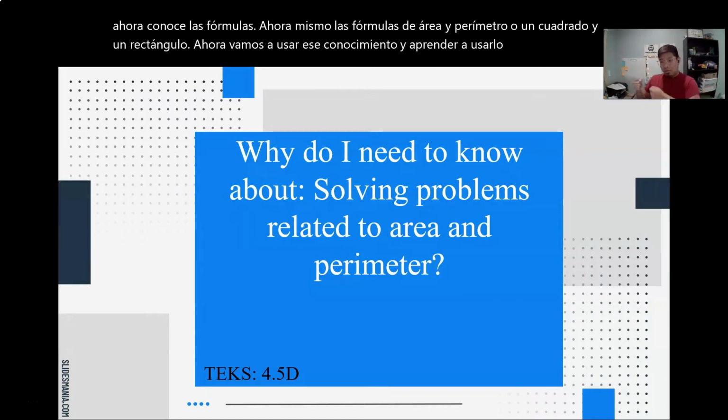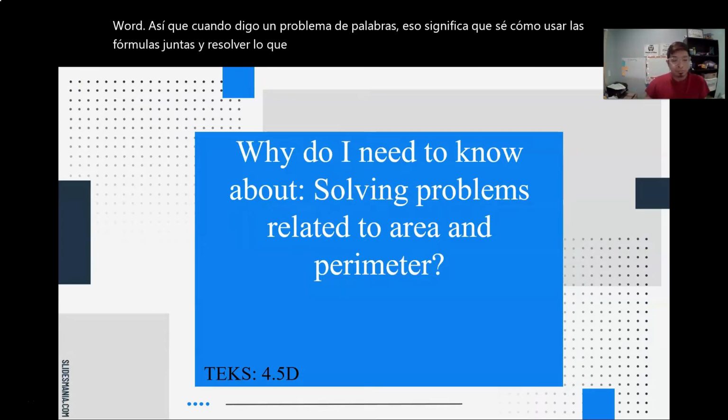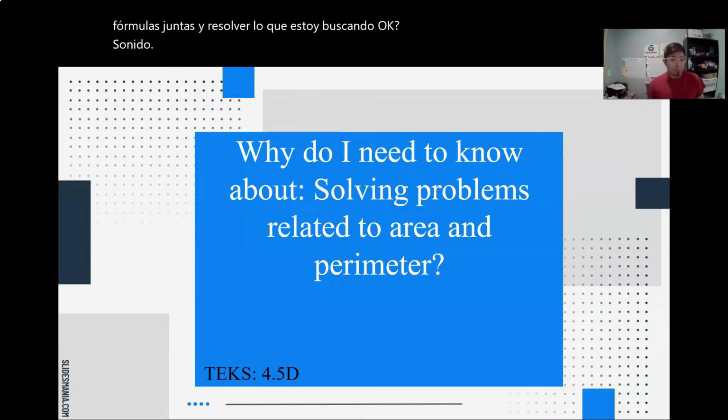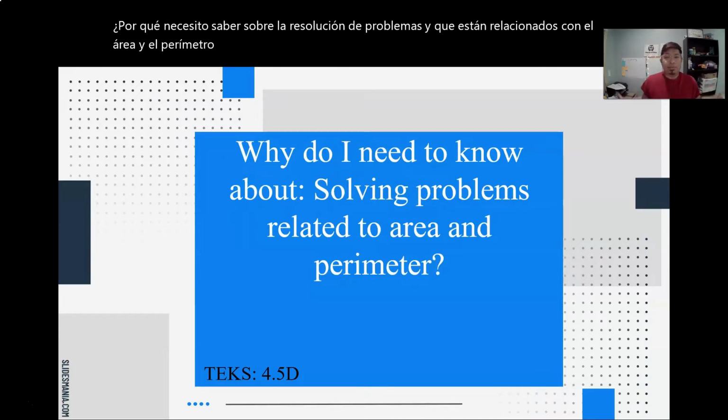So when I see a word problem, that means I know how to use the formulas together and solve. What am I looking for, okay? So why do I need to know about solving problems that are related to area and perimeter, okay? So this is TEKS 4.5b.